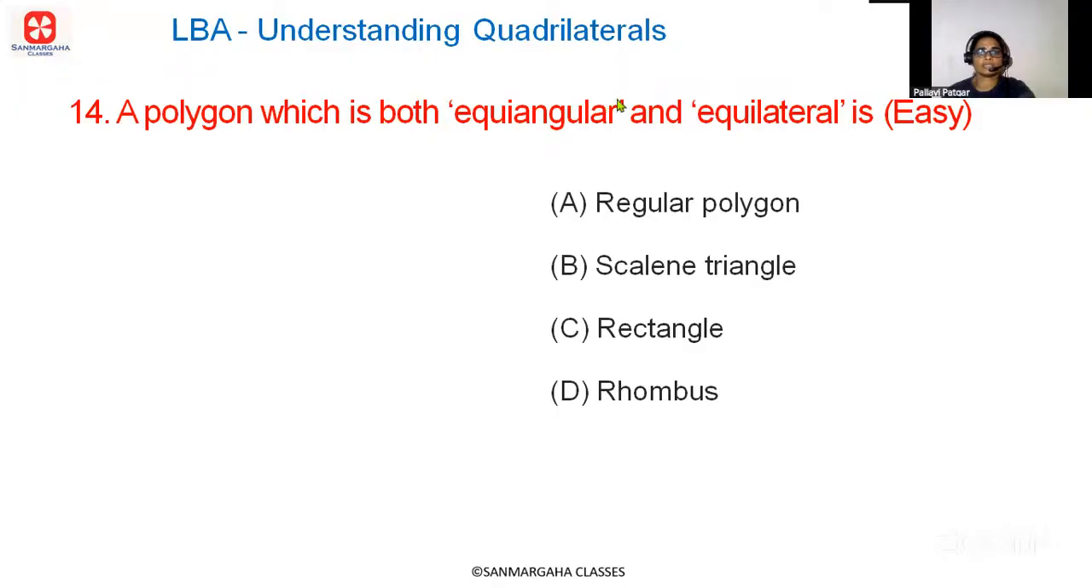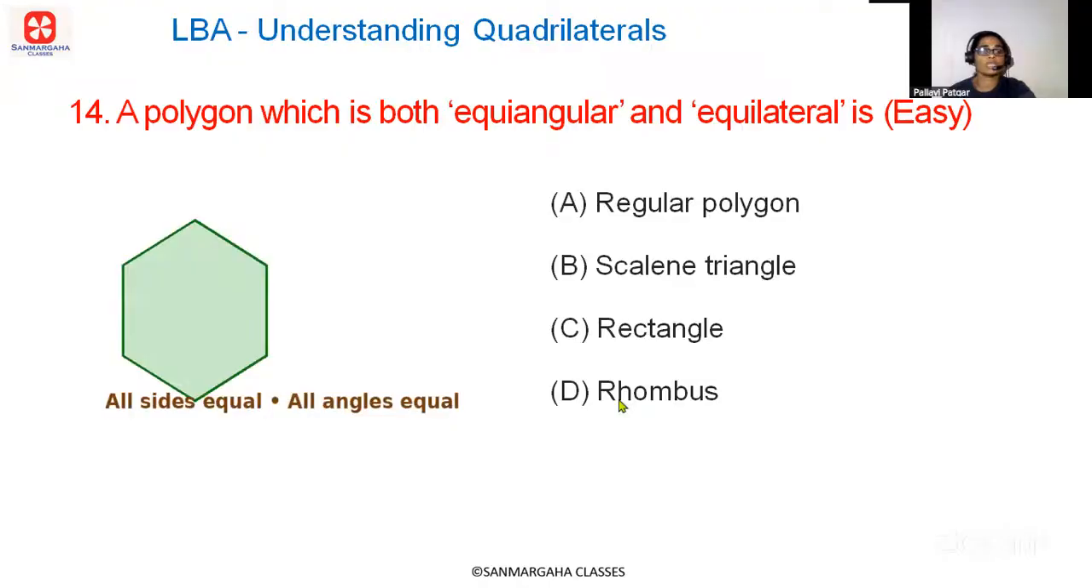Understanding Quadrilateral. In this chapter, look at the question number 14. A polygon which is both equiangular and equilateral is option A, regular polygon, B, scalene triangle, C, rectangle, D, rhombus.